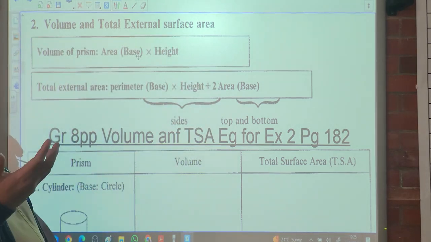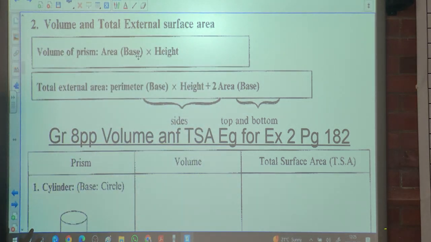So now for the volume and the total surface area, in primary school you dealt with prisms and the outside area, the surface area of the prism. Okay? So now we're just formulating it: the volume of a prism is equal to area of base times height. It will give you the volume of the prism, whilst the total surface, or total external area, is going to be perimeter of the base times the height plus twice area of base.